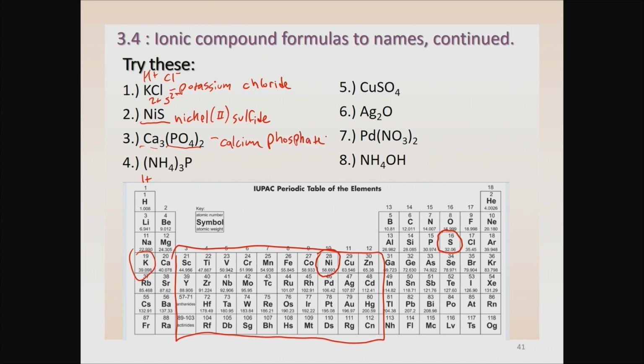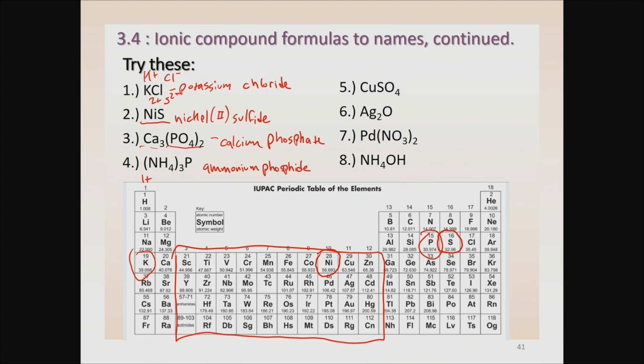Okay, for the next one, number 4, we have (NH4)3P. It looks to me that we have a polyatomic cation followed by a monatomic anion. To name that, you write out the name of the polyatomic cation without modifying it in any way, so this is ammonium. With the monatomic anion, you take the name of the element and modify its suffix with "ide." We have a P here, which is here in the periodic table. This is phosphorus, so we have to change phosphorus to phosphide.